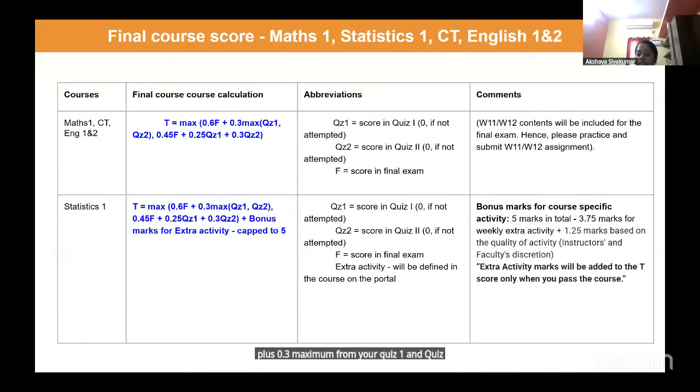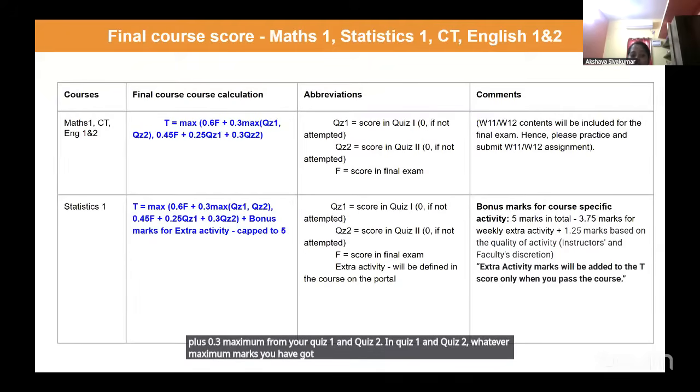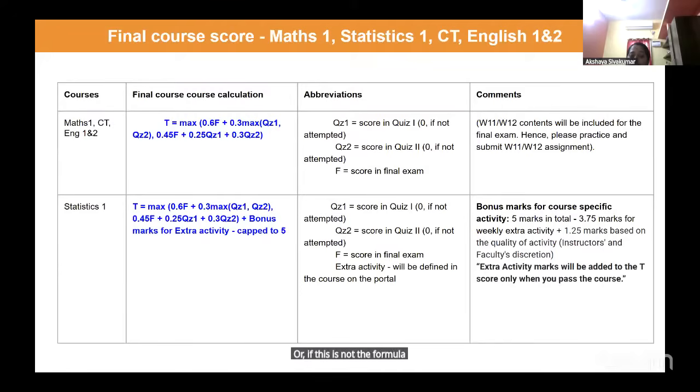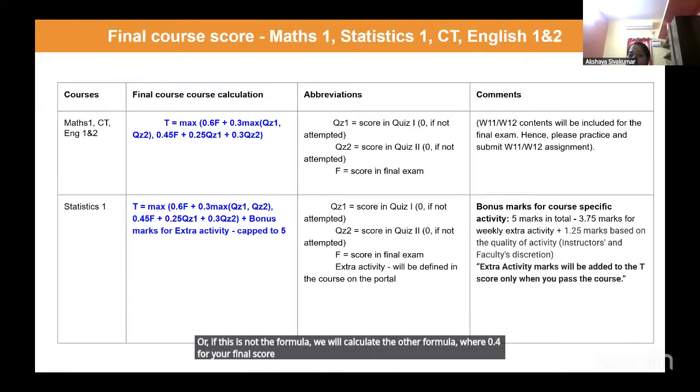In quiz 1 and quiz 2, whatever maximum marks you have got, from that we take 0.3 of it. Or, the other formula, where 0.45 of your final score is taken, plus 0.25 of your quiz 1 score, plus 0.3 of your quiz 2 score. We do both calculations and take the maximum score from the two, and that is how you are given your course grade. Understood?